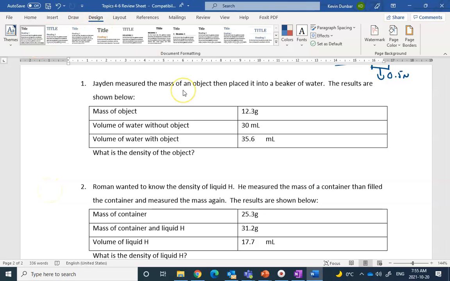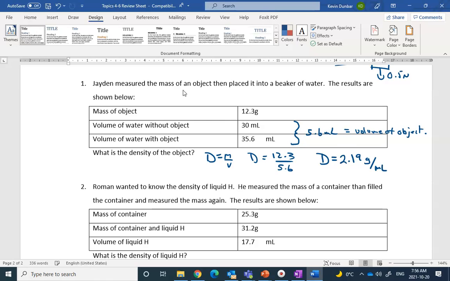Jaden put a mass in a beaker of water. The results are shown below. Well, given the two volumes, the difference here of 5.6 milliliters equals the volume of the object. So now to find the density, that's mass divided by volume. 12.3 divided by 5.6 calculates to a density of 2.19 grams per milliliter. We know that because this is grams and this is milliliters.